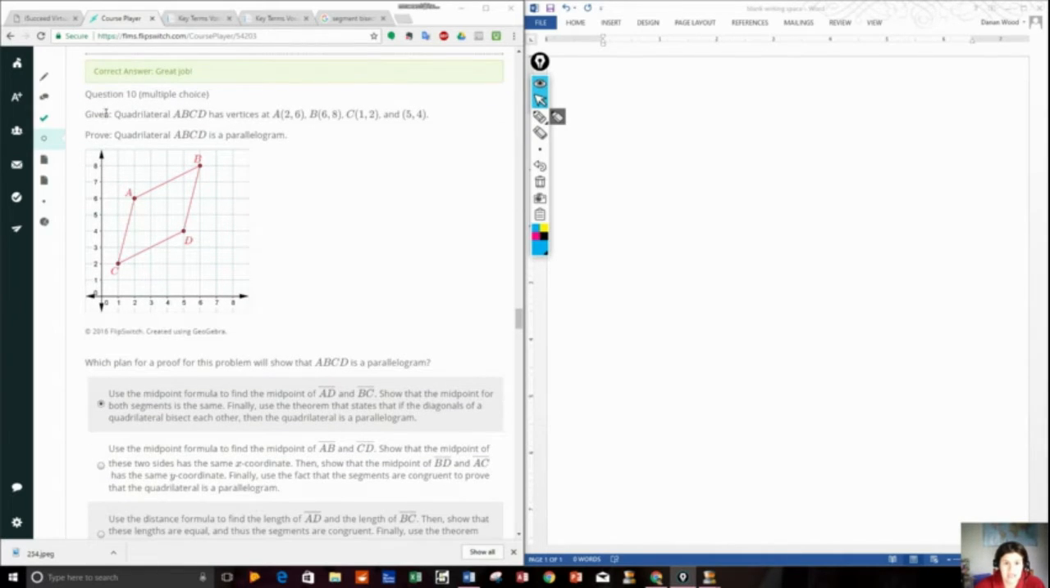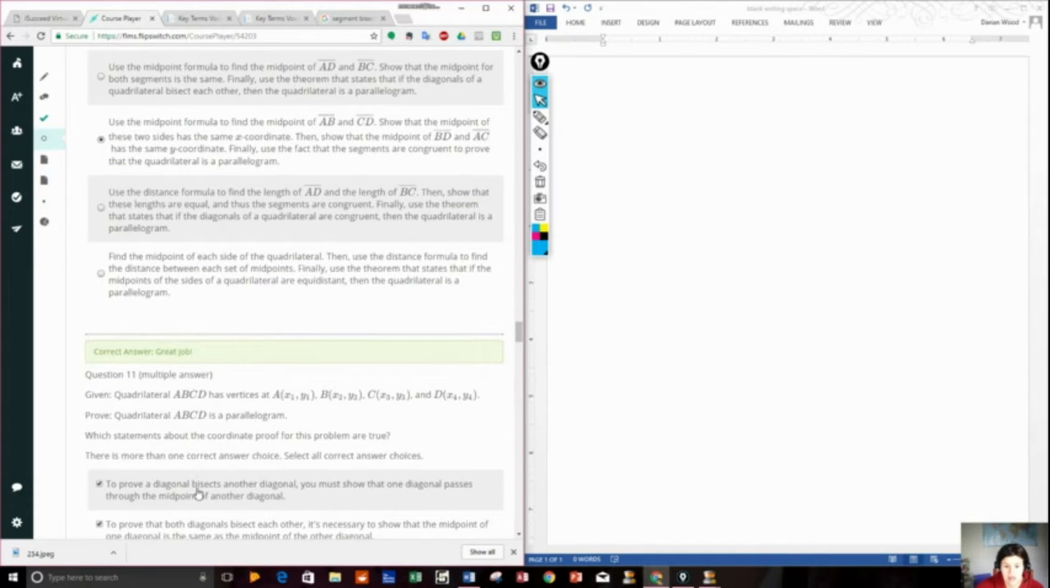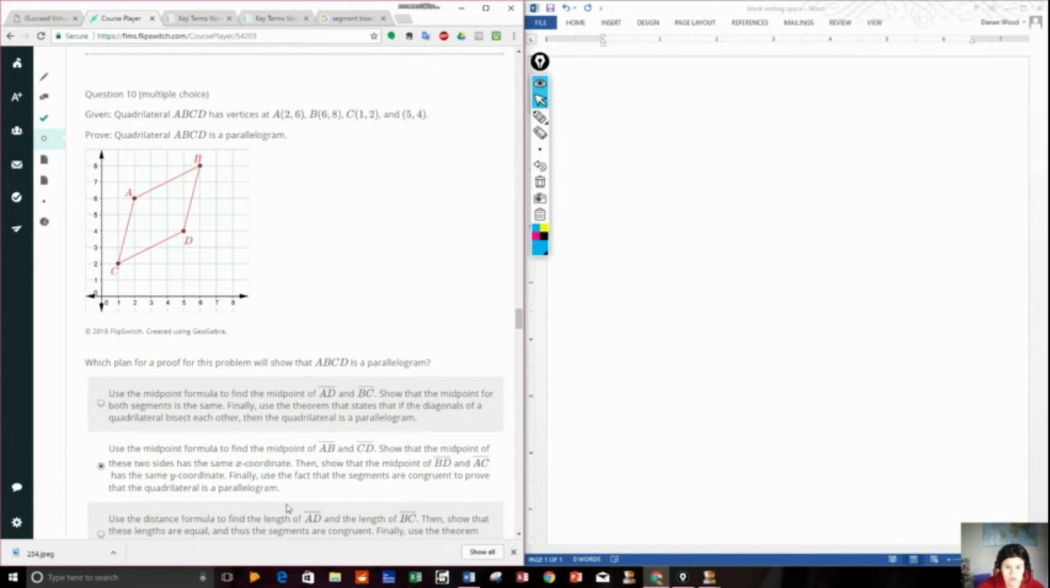And question 10: given quadrilateral ABCD has vertices at A(2, 6), B(6, 8), and C(12, 54), prove that quadrilateral ABCD is a parallelogram. Okay, which plan for a proof for this problem will show that ABCD is a parallelogram? Well, we just discussed two plans in question 11. So with diagonals bisecting another diagonal, we have to show that one diagonal passes through the midpoint of another. So let's see if we have something similar to that.